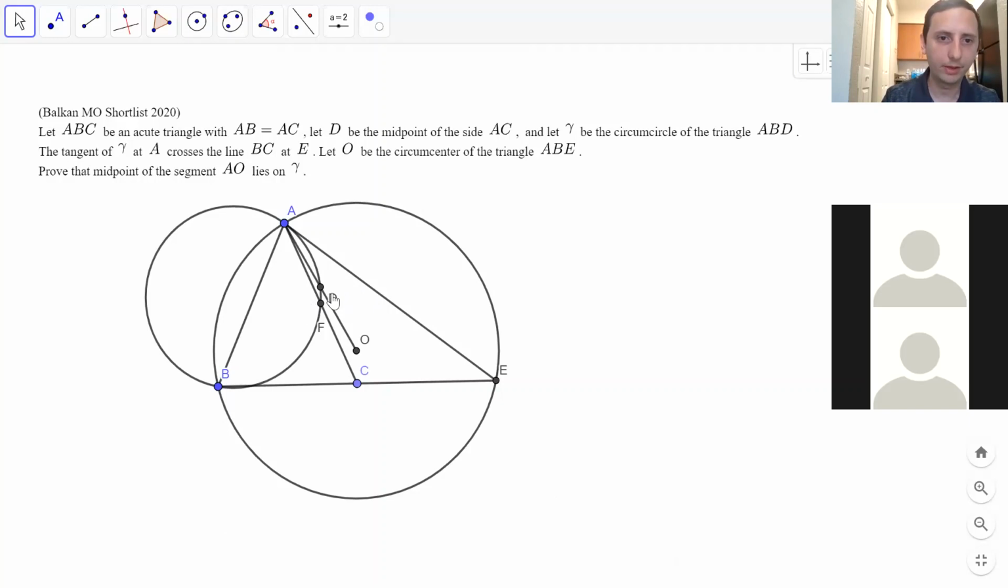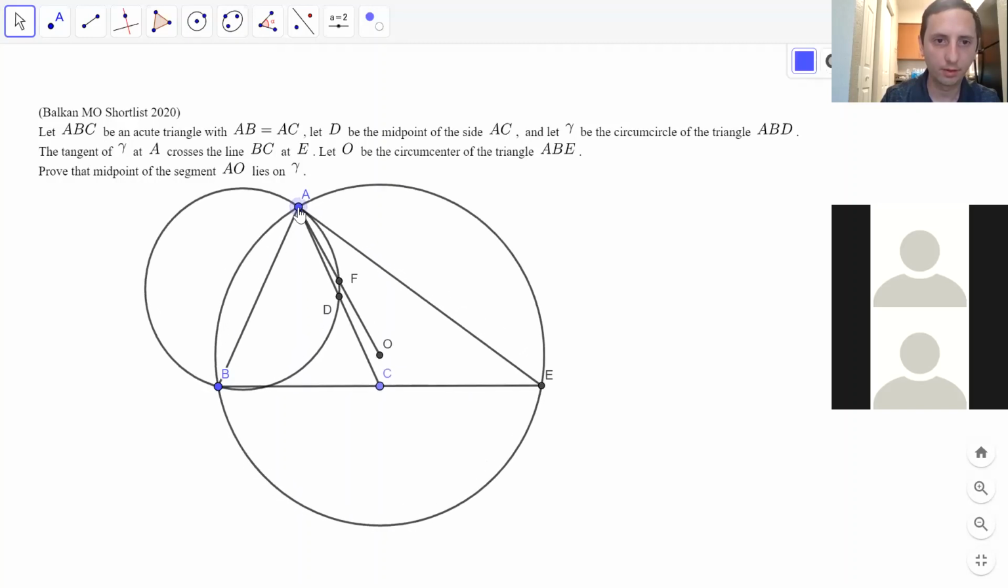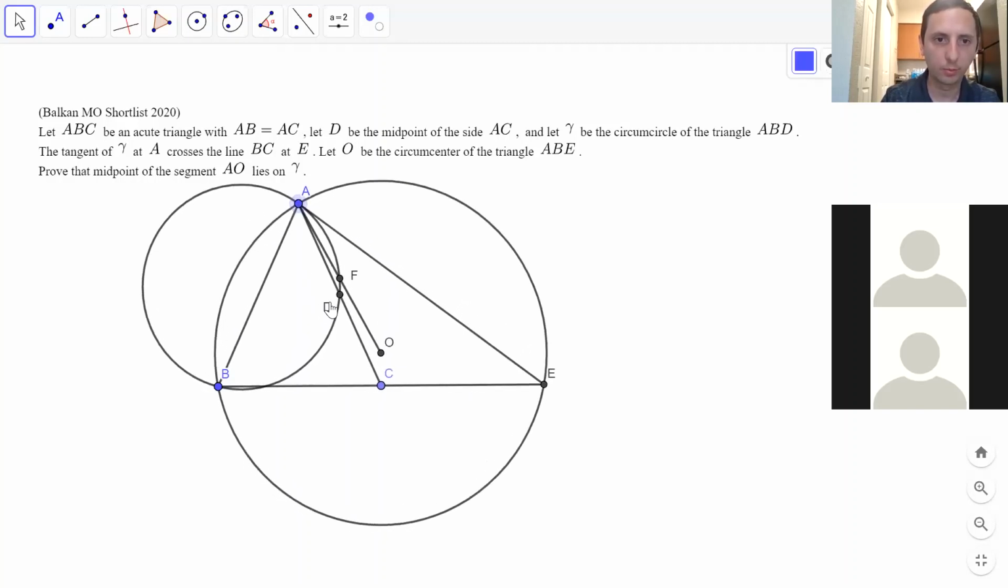Are the labels for D and F swapped? I think they are. Yeah, D is the midpoint of AC and we want to show F is the midpoint of AO. All right, so let's see. Is it obvious that C is the midpoint of BE? Is that just an angle chase or something?